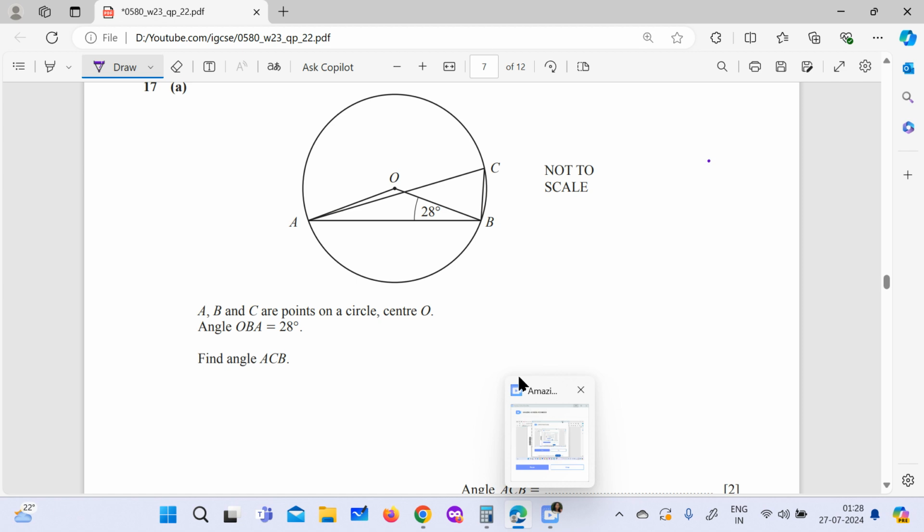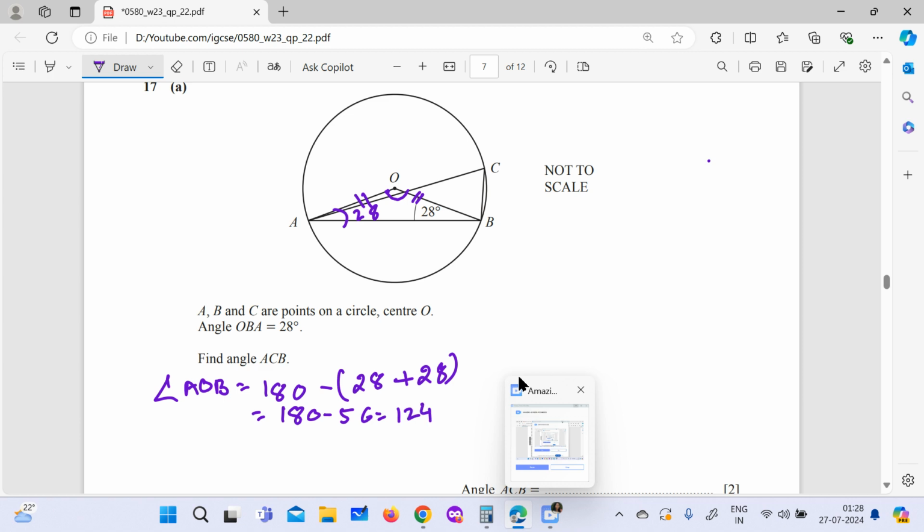First we should understand that OA is equal to OB. So OA and OB are the same, so this one will also be 28 because this is an isosceles triangle. Then we can calculate this one. Angle AOB equals 180 minus (28 plus 28). Then 180 minus 56 will give you 124.